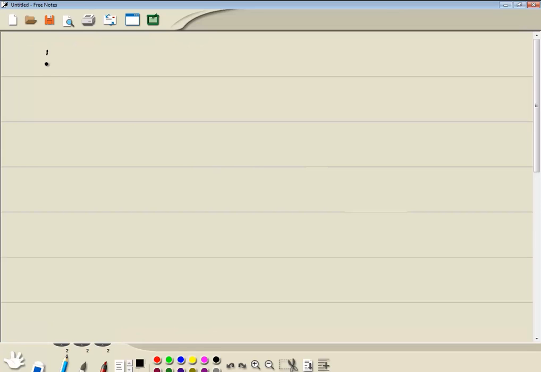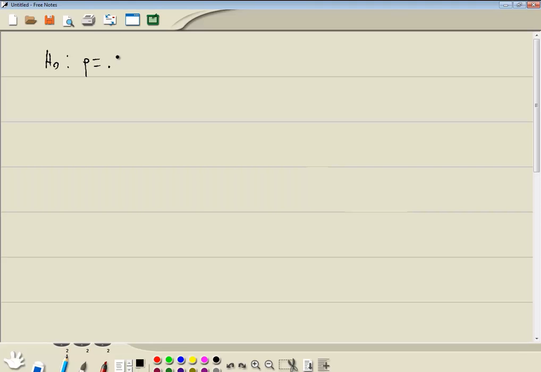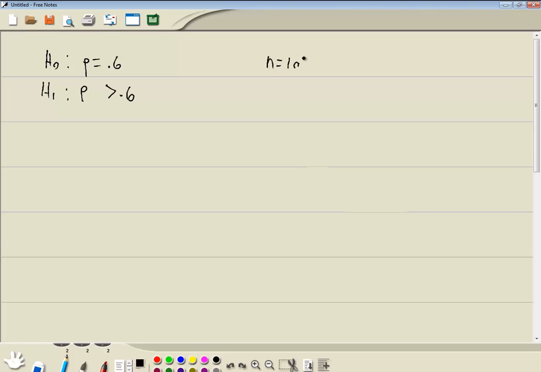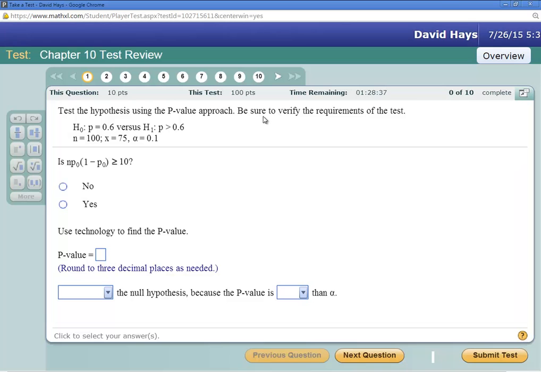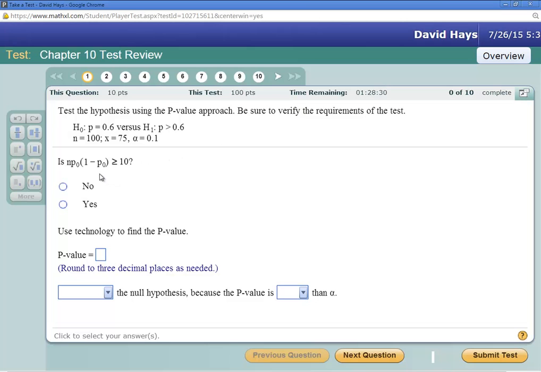Got H naught: P is equal to 0.6 versus H1: P is greater than 0.6. N is 100. X is 75. And alpha is 0.1. First off, is N times P naught times 1 minus P naught greater than or equal to 10?